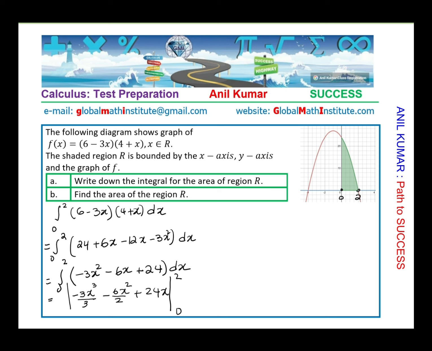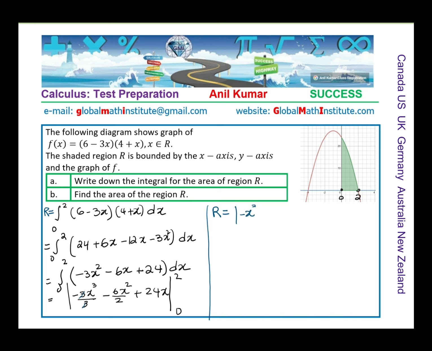Now, let's substitute the values. Let me write this as the integral for the area of region R. We can simplify this a bit. Area is always positive, so we are also putting the absolute value. So we got minus x cubed, and here we have minus 3x squared plus 24x from 0 to 2. Clearly, if I substitute 0, all will be 0.